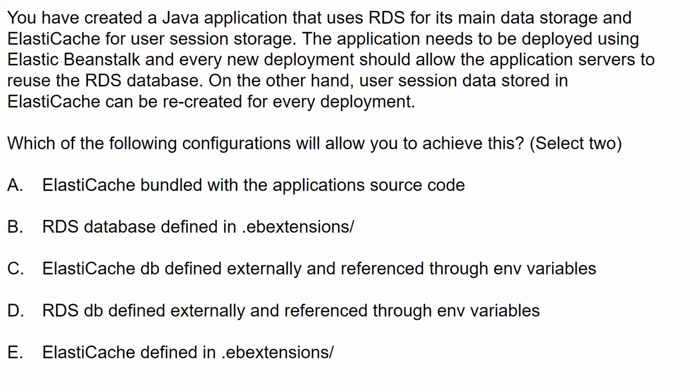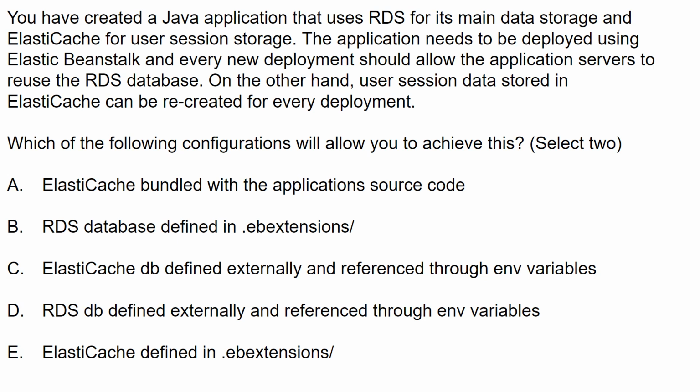bottlenecks. You have created a Java application that uses RDS for its main data storage and Elasticache for user session storage. The application needs to be deployed using Elastic Beanstalk, and every new deployment should allow the application servers to reuse the RDS database. On the other hand, user session data stored in Elasticache can be recreated for every deployment. Which of the following configurations will allow you to achieve this?